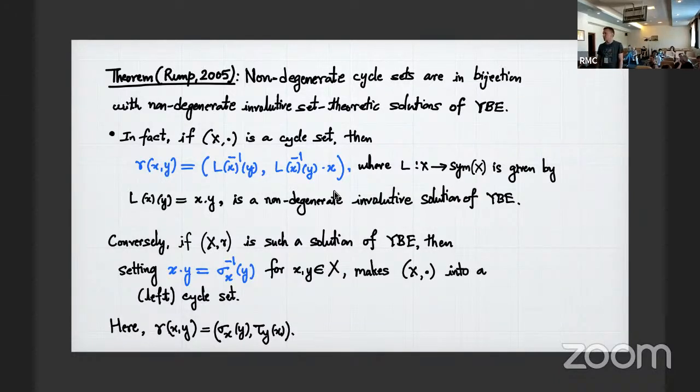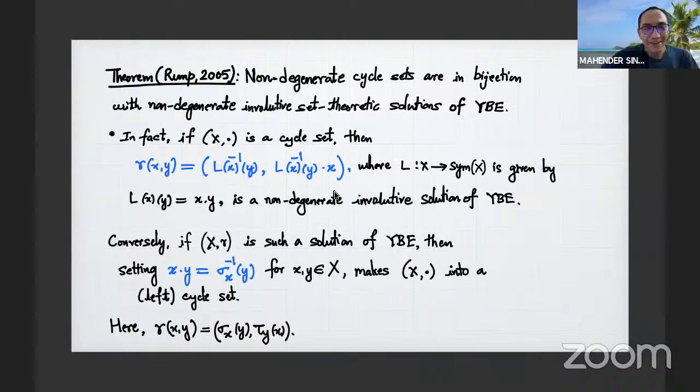How to generalize your construction in the non-involutive case? For example, for the Hietarinta type solutions of the Yang–Baxter equation. Yeah, I think one should be able to do it.